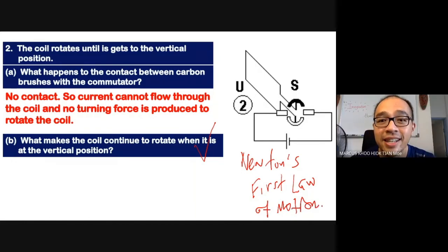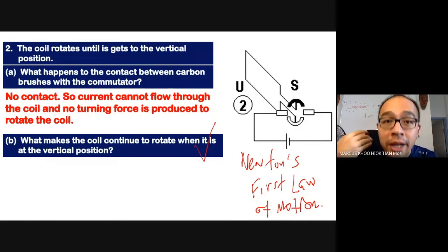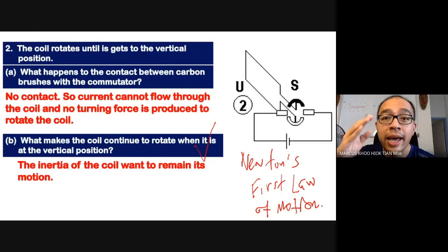Inertia. Okay. The coil is already rotating. And although you don't provide any current to it, it will continue to rotate because there's nothing stopping it. Okay. It has already started moving, but the only thing you stop is just the current. But because there is inertia, okay, it will want to remain in its motion.